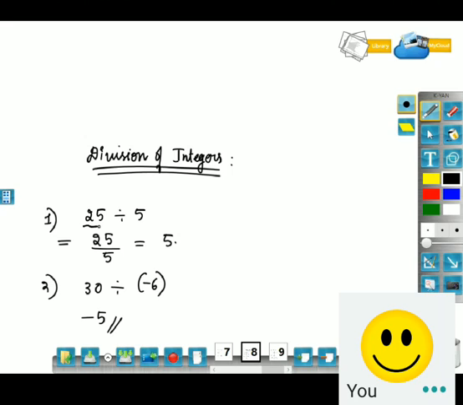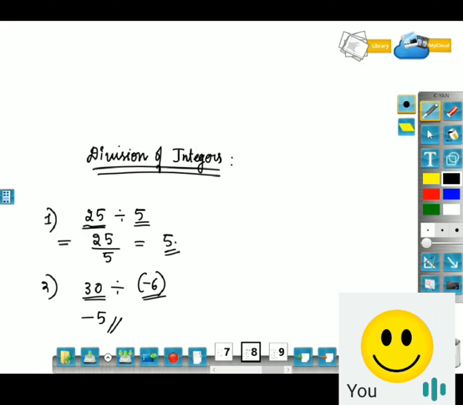25 is also positive and 5 is also positive. On dividing a positive number by a positive number, the answer will be positive. Similarly, when you take one positive number and another negative number, the answer will be negative. Like in multiplication, if you multiply the same signs, the answer will be positive. If you multiply two numbers with different signs, the answer will be negative. The same rule we are applying here.